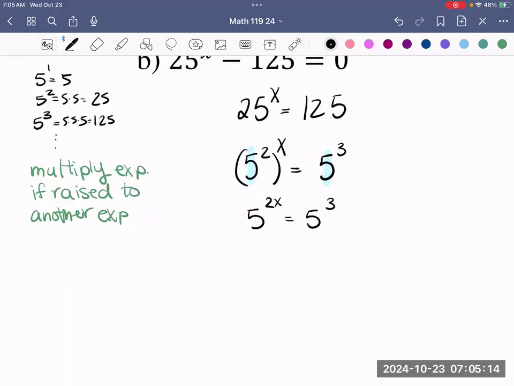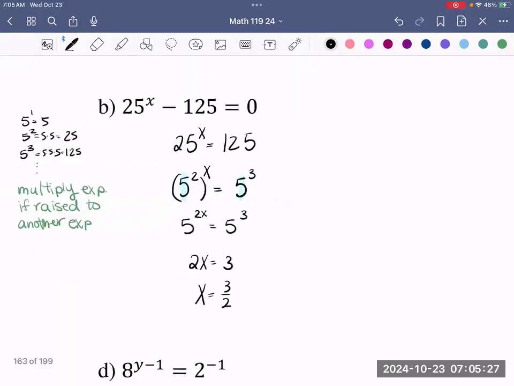Now we can go ahead and ignore your bases. So you have 2x is equal to 3. And now let's go ahead and start to solve. So x is equal to 3 over 2. Now let's go ahead and check that real quick.